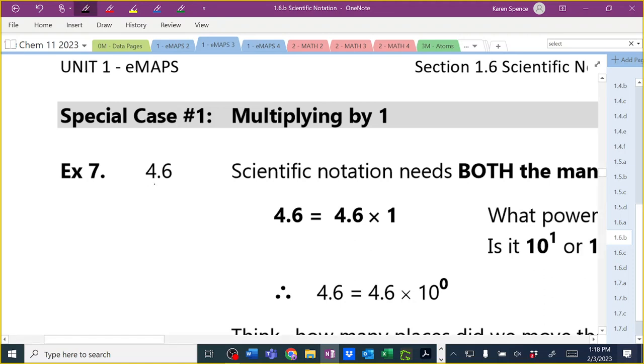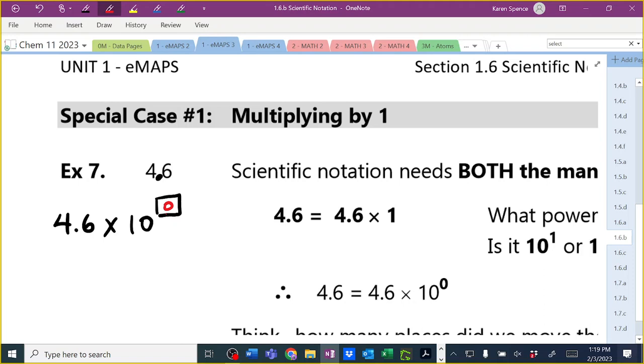This would be 4.6, because the decimal's already in the right place, we haven't had to move it, times 10 to the what? Times 10 to the 0. There are 2 ways to think about it. You can say, I did not move my decimal place. Therefore, how many places did I move it? I moved it 0 places, so my exponent is 0.